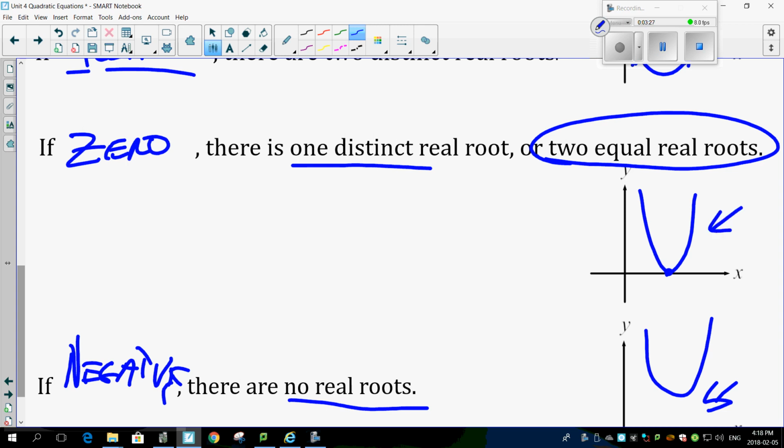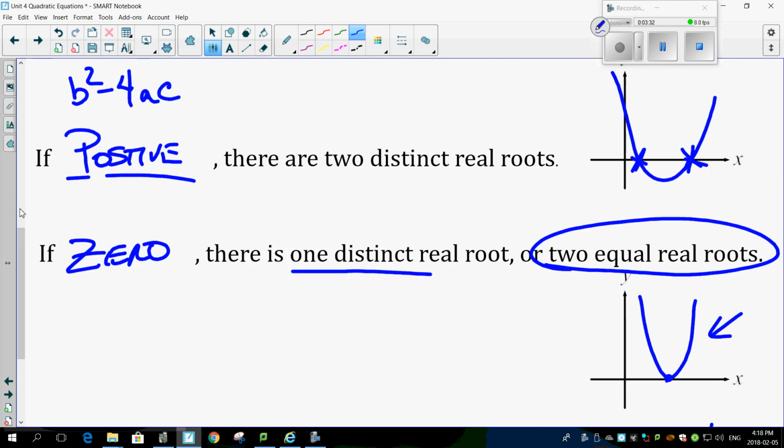So you can have nothing, meaning b squared minus 4ac is negative. You can have 1, which means b squared minus 4ac equals 0. Or you can have 2, which means b squared minus 4ac equals some sort of positive number.